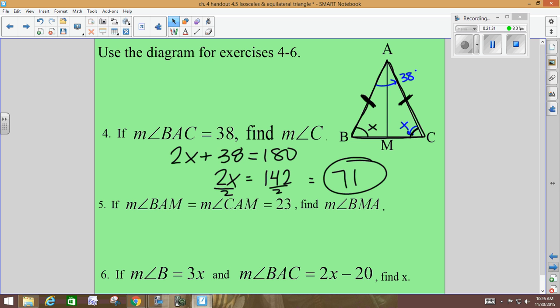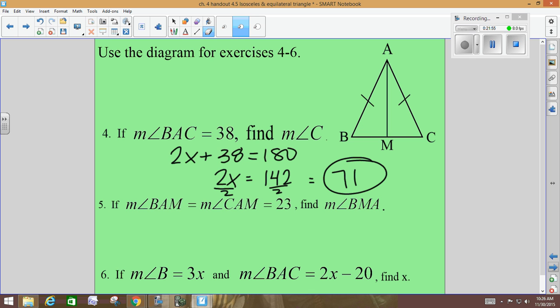Isosceles triangle. Okay. C is 71, B is 71, and A is 38. How would you classify that triangle based on its angle measures? Acute. Good. They're all less than 90. 71, 71, 38. Cool. Number 5.